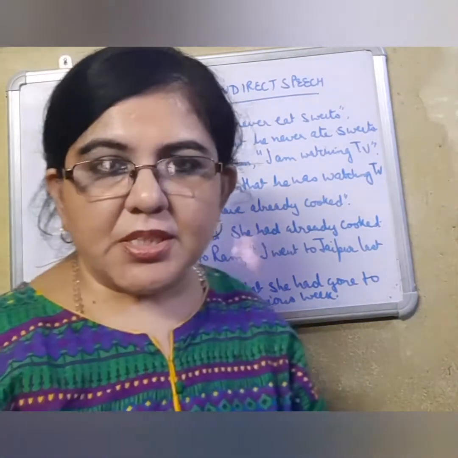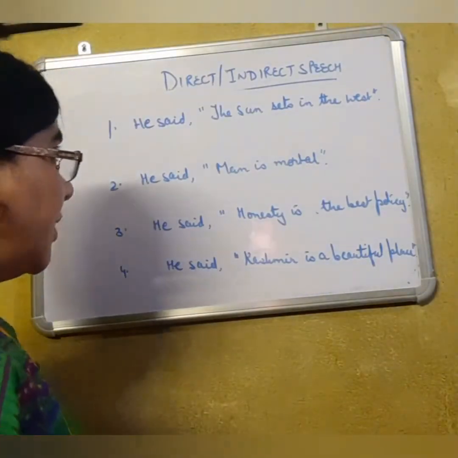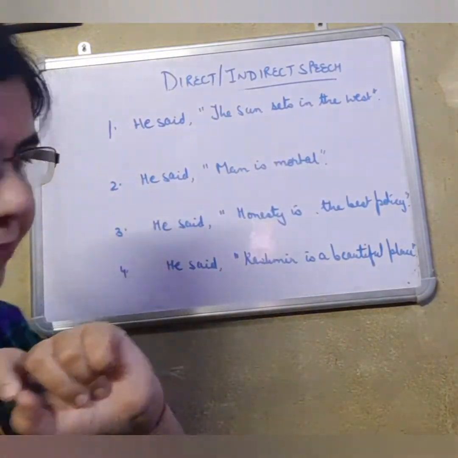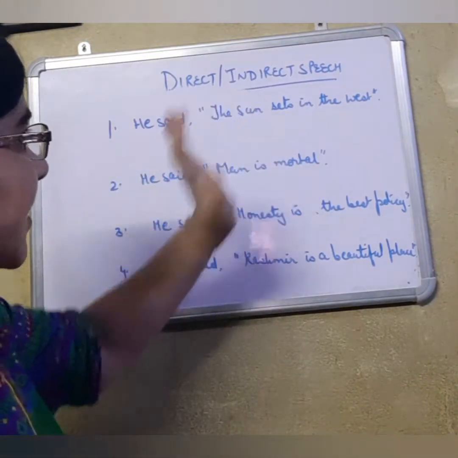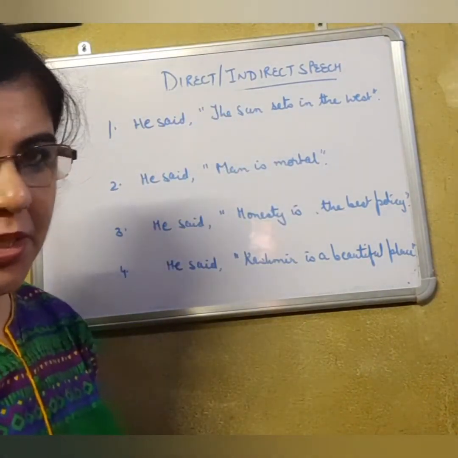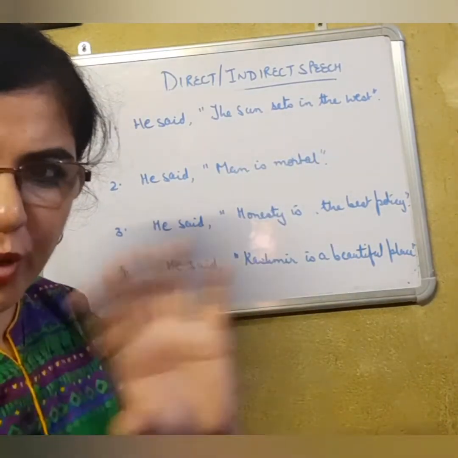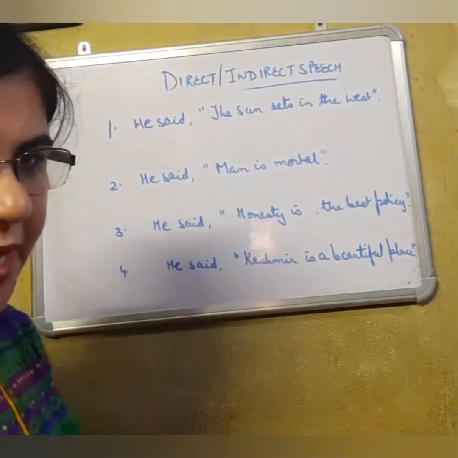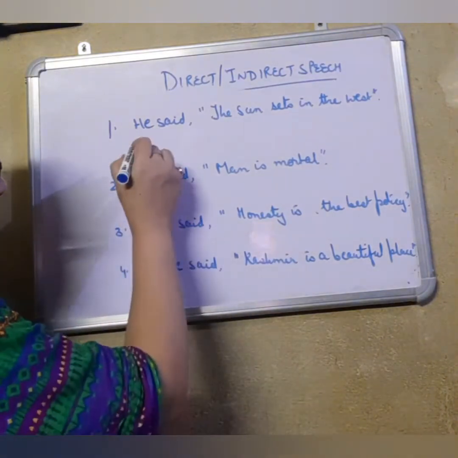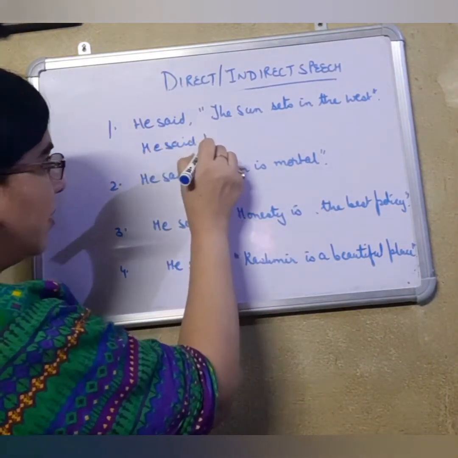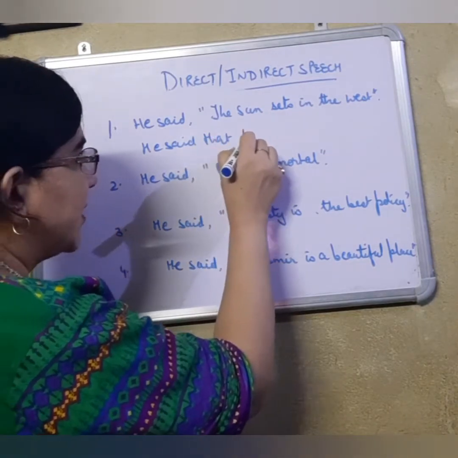Now there are some sentences in which, first of all, let's look at these sentences which contain universal truth. Like he said, the sun sets in the west. This is a universal truth which cannot change. So no verb changing will be there. It will remain as it is. We'll say he said that the sun sets in the west.